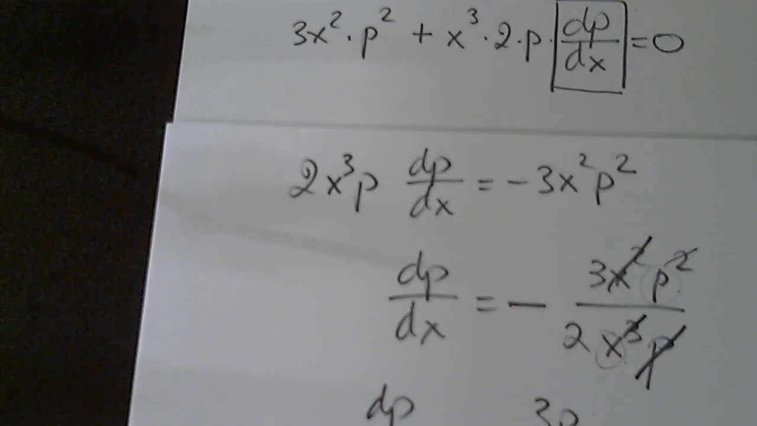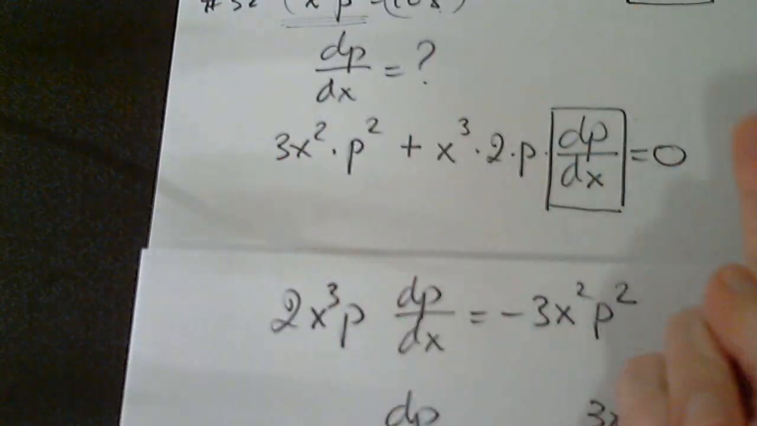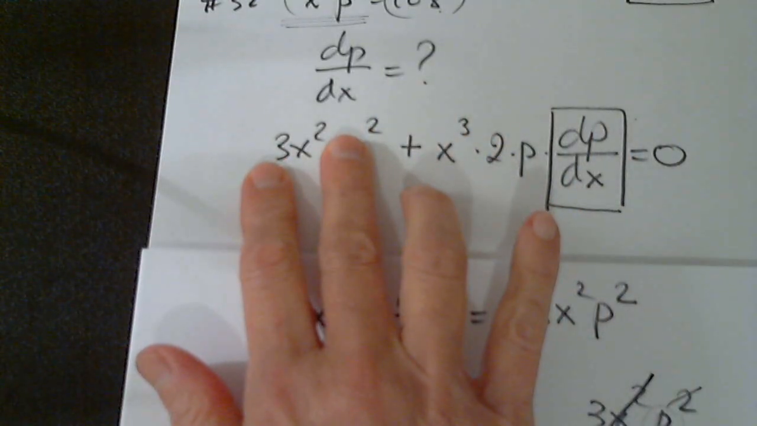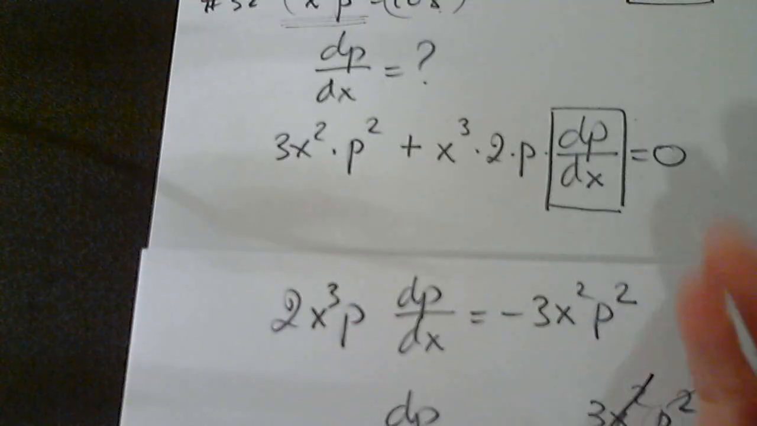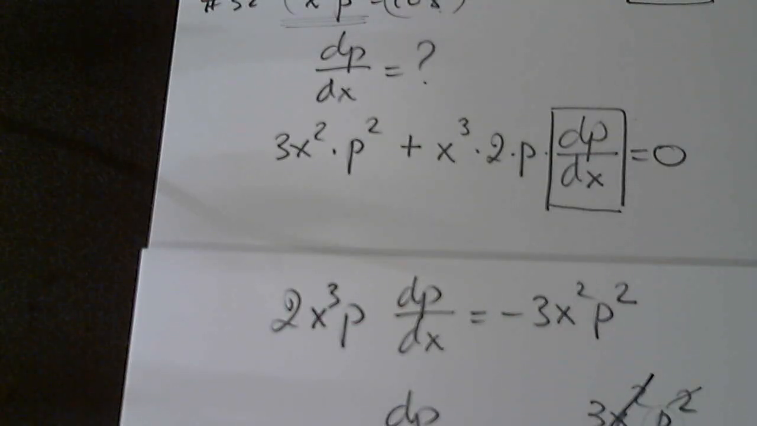Any questions? How did you get the negative 3x squared p squared? I move it to the other side because only this term has the variable. This does not belong to this side. I have to move it to the other. When I move a term from one side to the other, I only change its sign. Okay. Better?